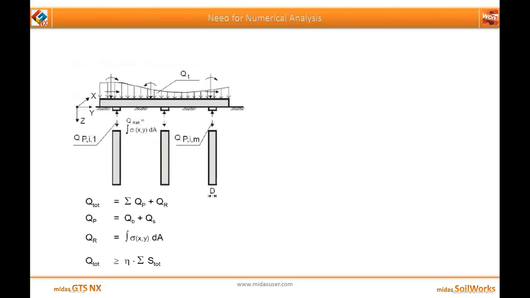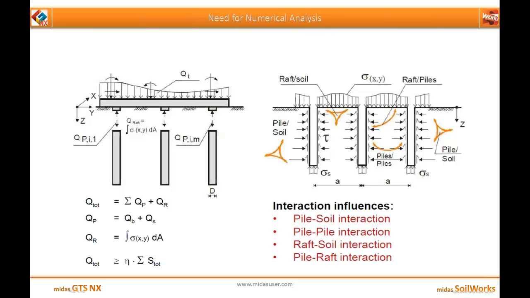Now what is the need for the numerical analysis? As you can see, there is a raft and there are piles. So whenever you are considering a raft pile combination, there are different types of interaction which one needs to consider, like the pile-soil interaction, the pile-pile interaction, the raft-soil interaction, and the pile-raft interaction. In such cases, a simulation of these interactions becomes very important. With the traditional approach, they account for one or two interactions, but with numerical analysis, all the interactions can now be considered in the model.